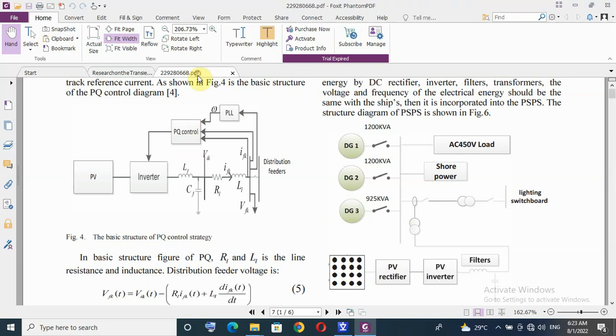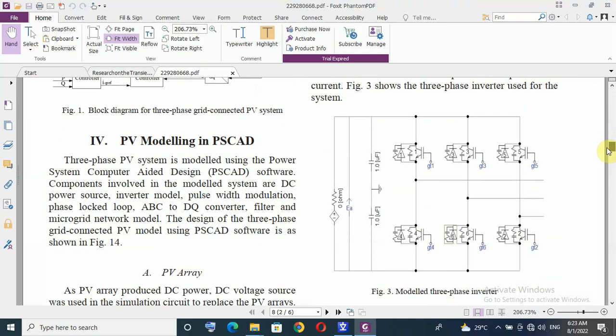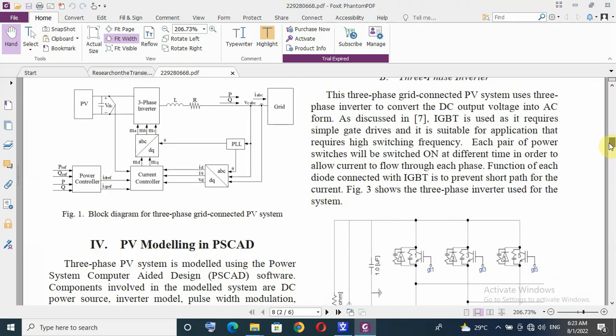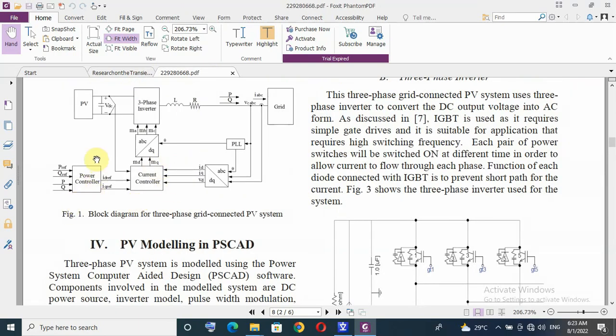Another paper is Design and Modeling of Three-Phase Grid Connected Photovoltaic for Low Voltage Network using PSCAD software. Mainly, I used this paper to build our PV on-grid inverter. Both papers use the PQ control method for controlling the inverter. So, this PQ control method consists of this block diagram.